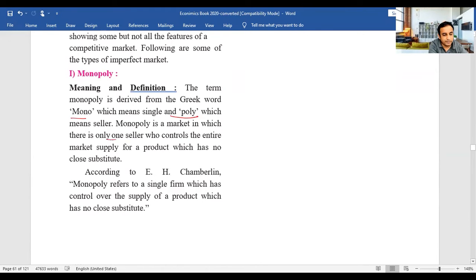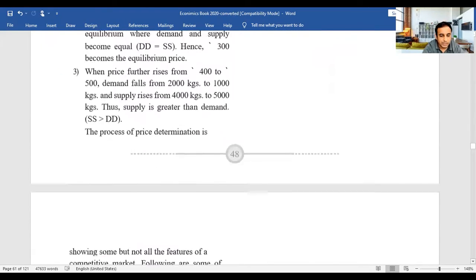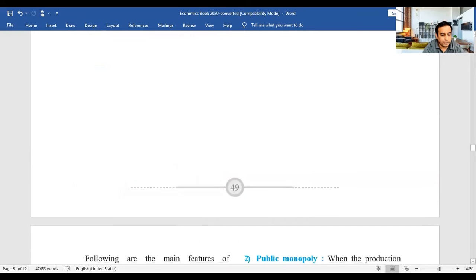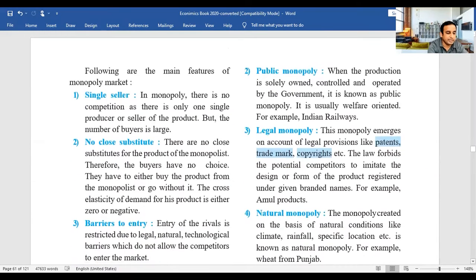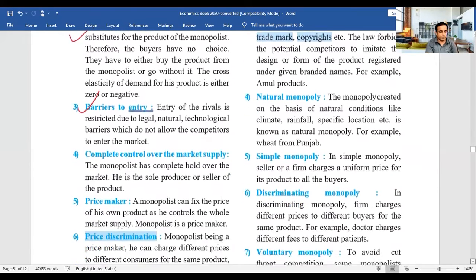So it is a market where there is only one seller who controls the entire market. So according to Chamberlin, monopoly refers to a single firm which has control over the supply of a product which has no close substitute. So monopoly has some features, such as single seller, no close substitutes, barriers to entry. So there are entry barriers in the monopoly.